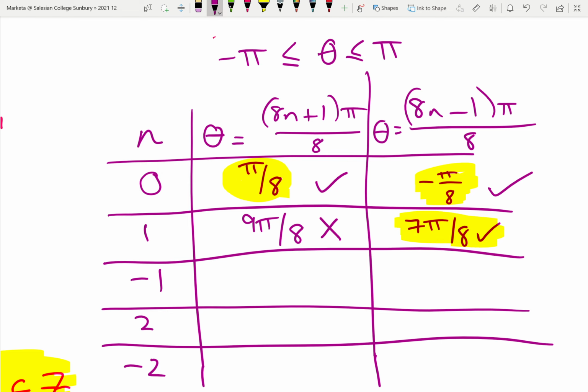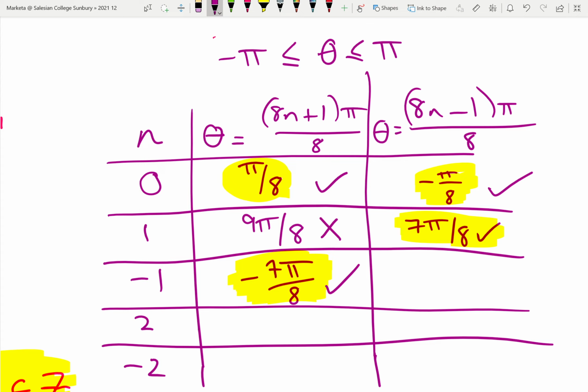Negative 1, 8 times negative 1, negative 8 plus 1, negative 7 pi on 8. And you can see that even though the positive one didn't work, we still have to continue with the negatives because there might be a negative that works. I know that 2 is not going to work because if 1 didn't work, it's too big. 2 is also going to be too big.